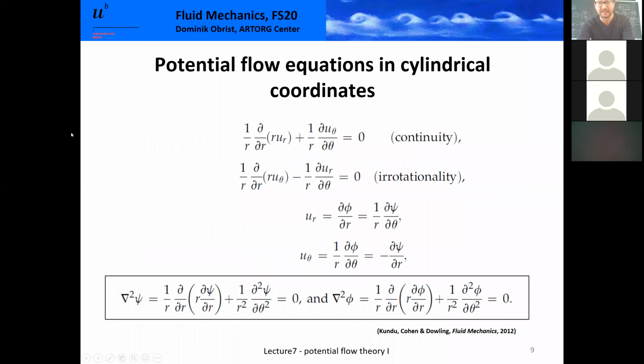Let me just check the next slide. Yes, well, actually, we can look at this quickly. These are just Laplacian operators standing in the boxed equation for cylindrical coordinates. And this is really nothing for you to learn by heart. It's really just for reference.